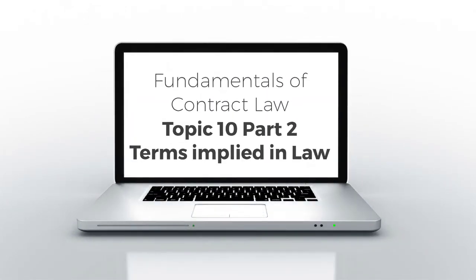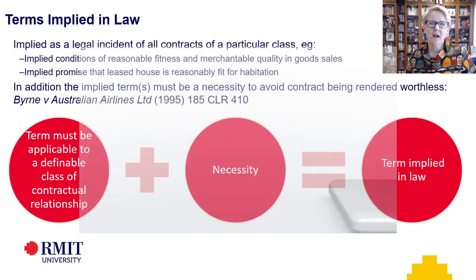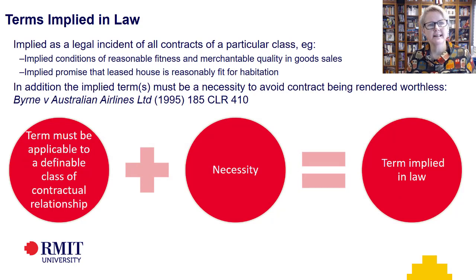This time I want to talk about terms that are implied in law. Basically, terms that are implied in law are implied as a legal incident of all contracts of a particular class. A good example of this is Breen and Australian Airlines.